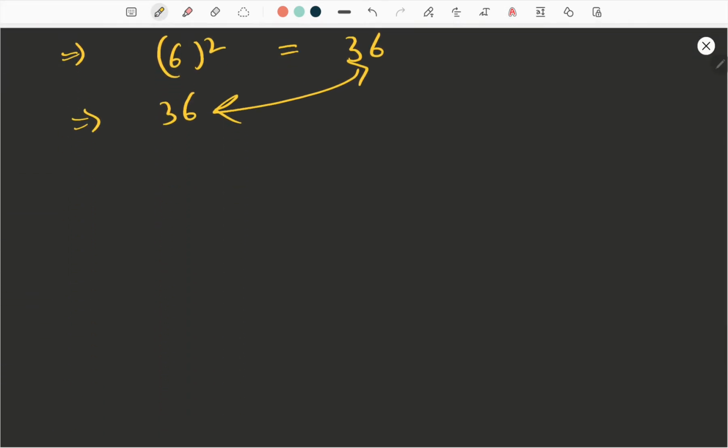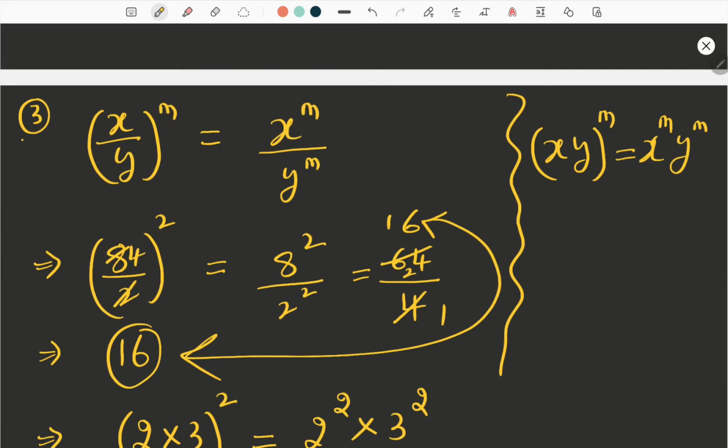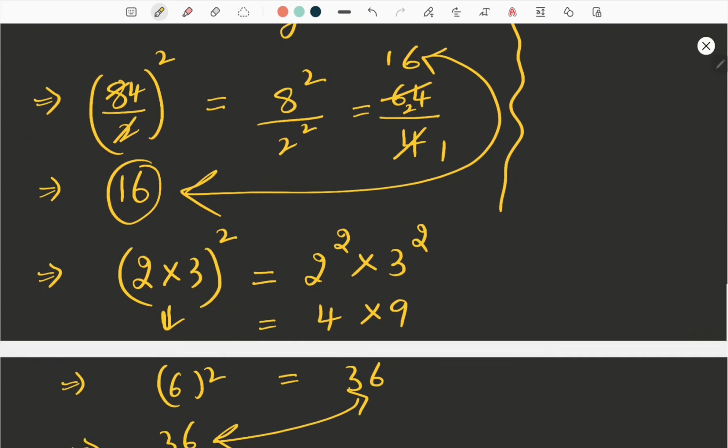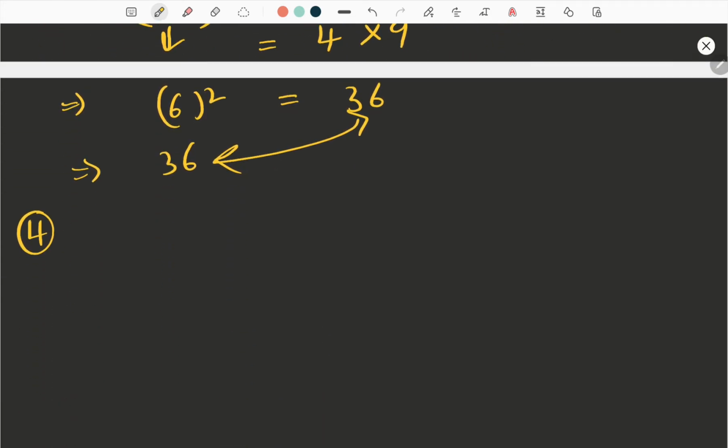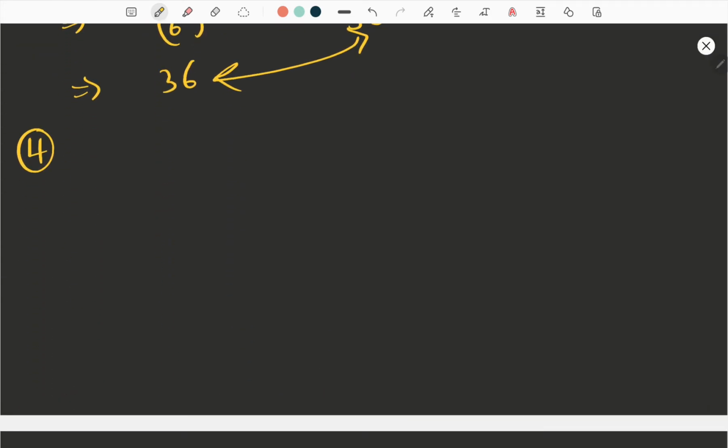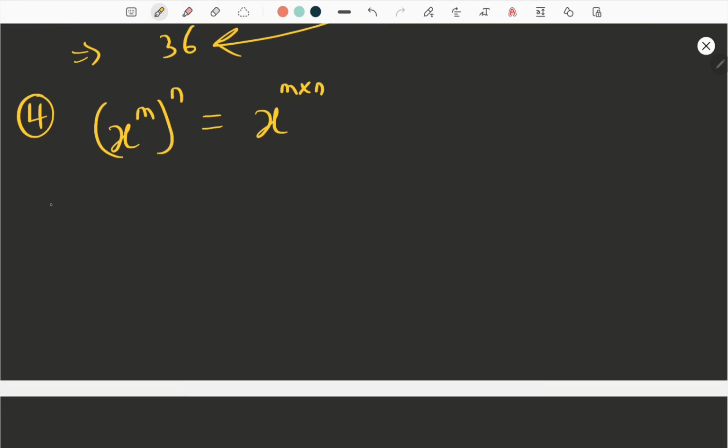Alright, and coming to the fourth rule, as in now we lost, this is the third one and this is the fourth one, this may become the fifth one, but let's not talk about which rule it is. So it is like x to the power m whole to the power n. Okay, so it becomes x to the power m into n. Okay, so let us take some examples. I hope you are understanding what I am trying to say.